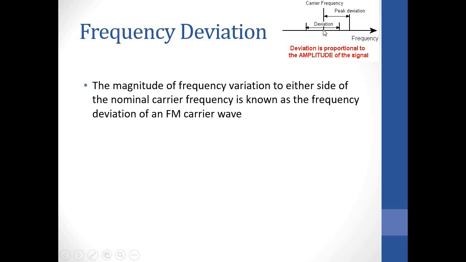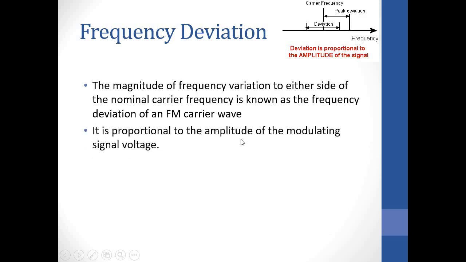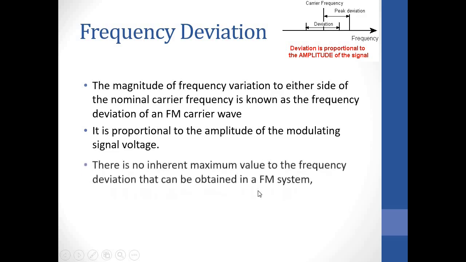So from the carrier, you can either deviate to a certain higher value, or to a certain lower value. This is what we call deviation. It's the variation to either side of the carrier frequency. It is proportional to the amplitude. When your amplitude increases to 1 volt, we increase the deviation from 3 megahertz to 4 megahertz.